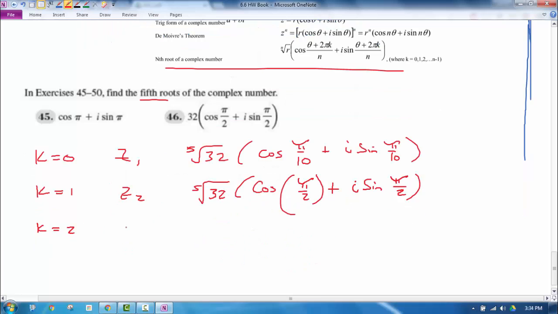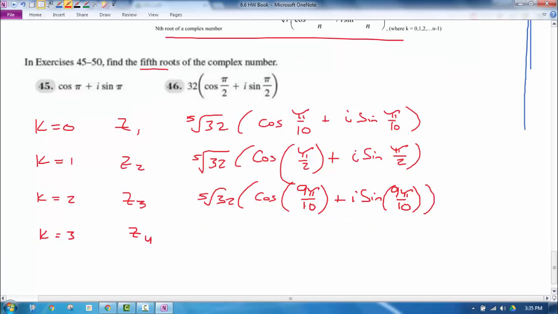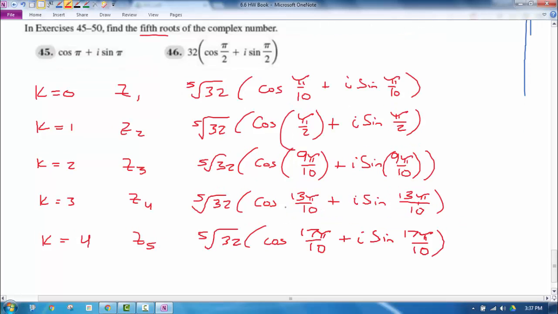So now I repeat it when k is 2. So the third complex root would be the fifth root of 32 times the cosine of our angle pi over 2, plus 2 pi times 2 in this case, all over 5. And then I can simplify this once again by adding this together, which gives you this. And then the next one, fourth one. And the last two would be this right here if you simplify them. I run out of time in the video, so I hope this helps.